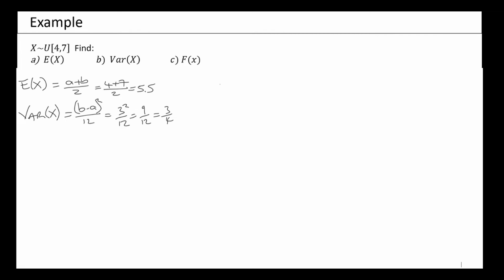Finally, we've been asked to find the cumulative distribution function. Shouldn't be too much work to do here. The cumulative distribution function is going to be x minus a, x minus the lower limit, over the width of the distribution.